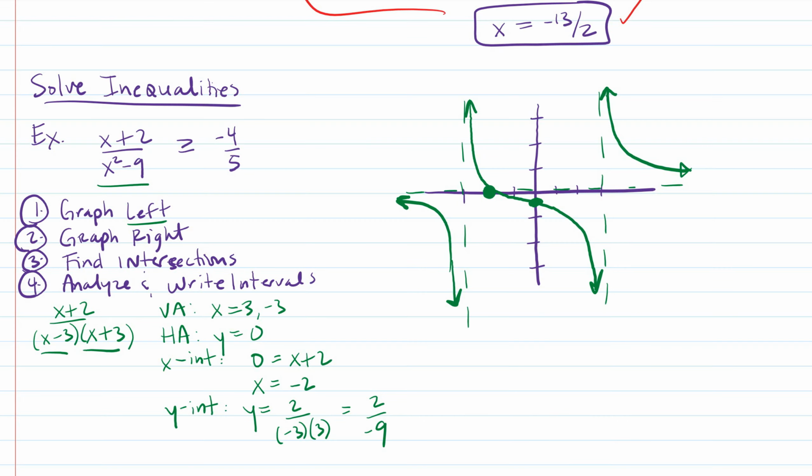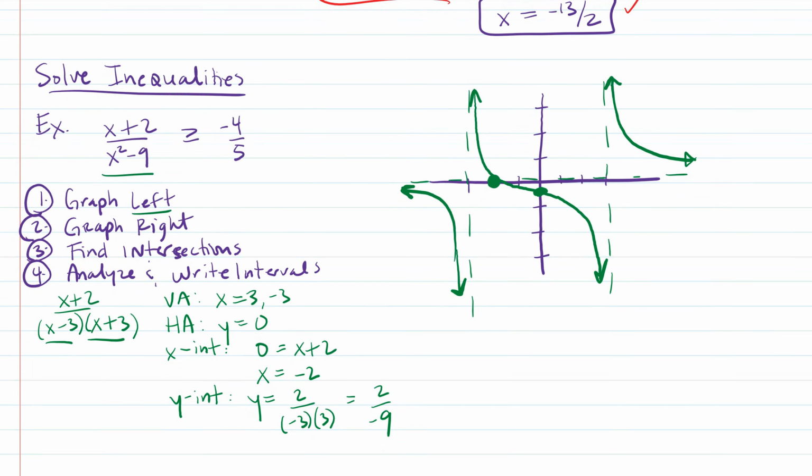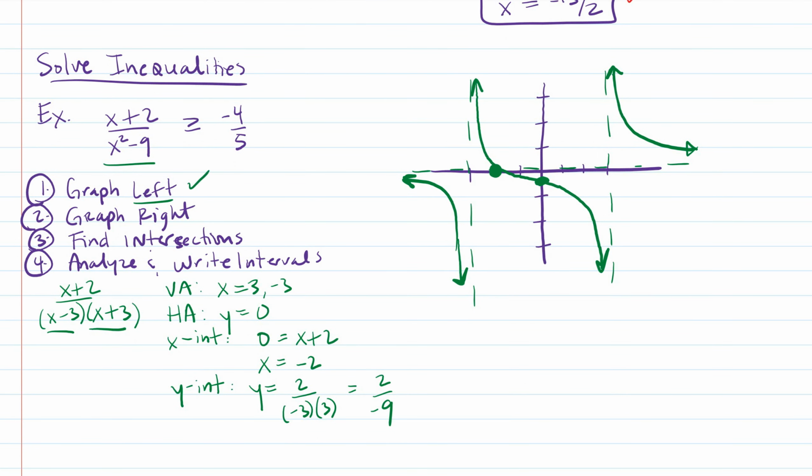Whoops, except my notes disappeared. Let's try this again. So now we have successfully graphed the function on the left. Now let's go ahead and graph the function on the right. Negative 4/5 is just a horizontal line at negative 4/5. So that's going to be about right here. It's negative 4/5, and here is the equation of that line.